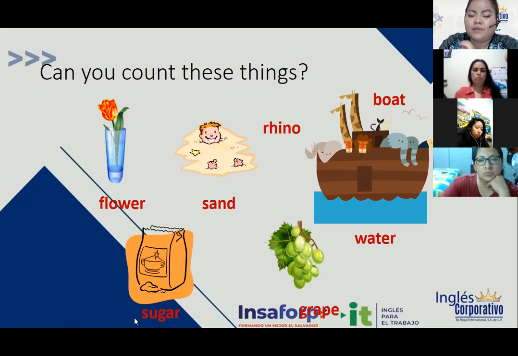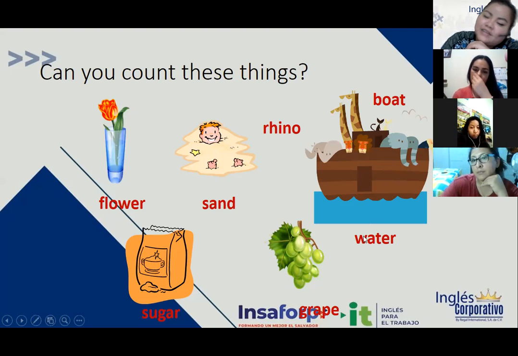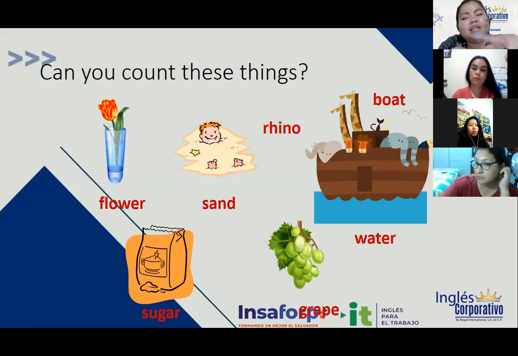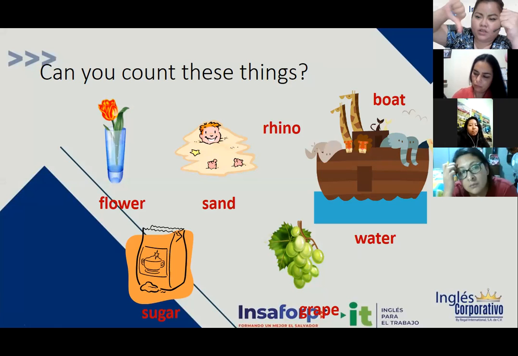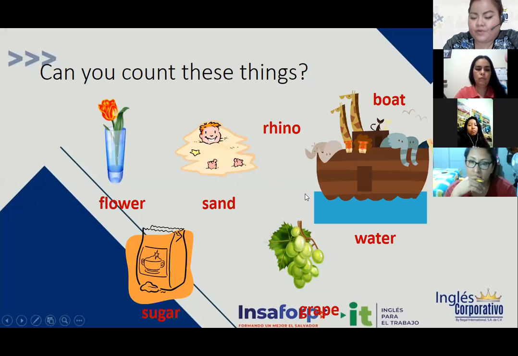Now, can we say one sugar? No, we cannot say one sugar. Can we say one grape? Yes, we can say one grape, one boat, two giraffes, two lions, one cat, two cats, right? Can we say one water? No, right? Now, in English, we have countable nouns, sustantivos contables, and we have uncountable nouns, sustantivos no contables, right? Countables, non-countables.